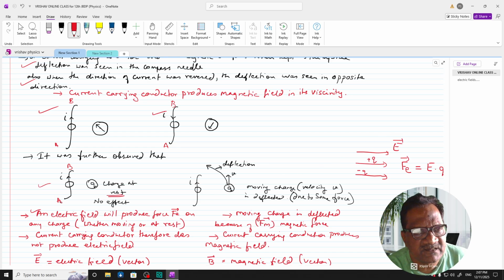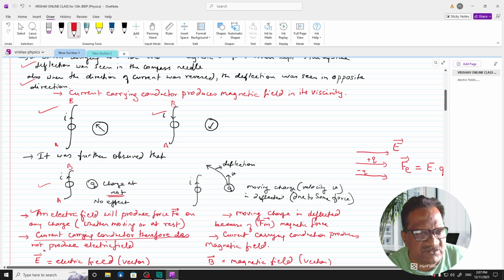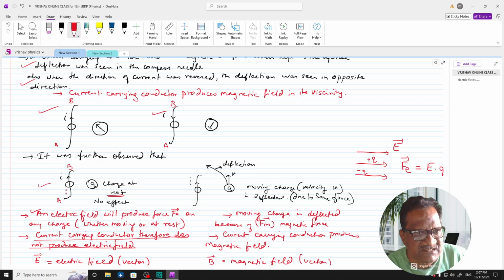Now here, when a current carrying conductor is taken and a charge is placed at rest just next to it, we don't see anything happening. This means that a current carrying conductor does not produce any electric field. Even though the current is flowing through this conductor, the electric field is not being produced.